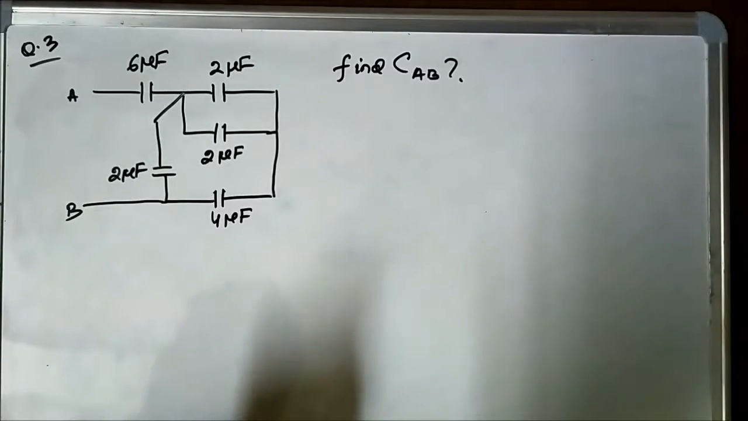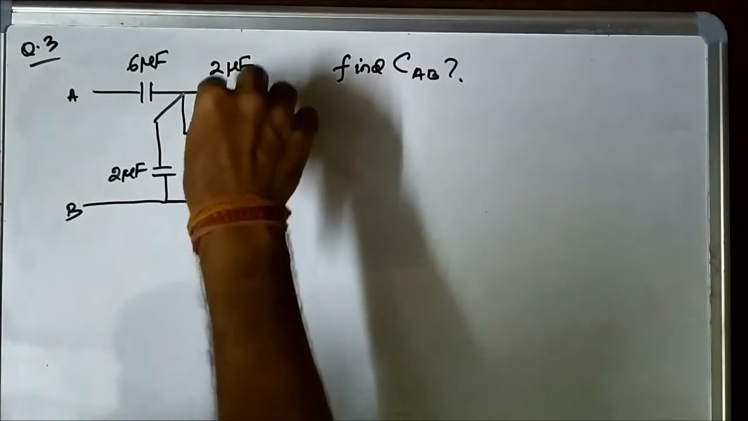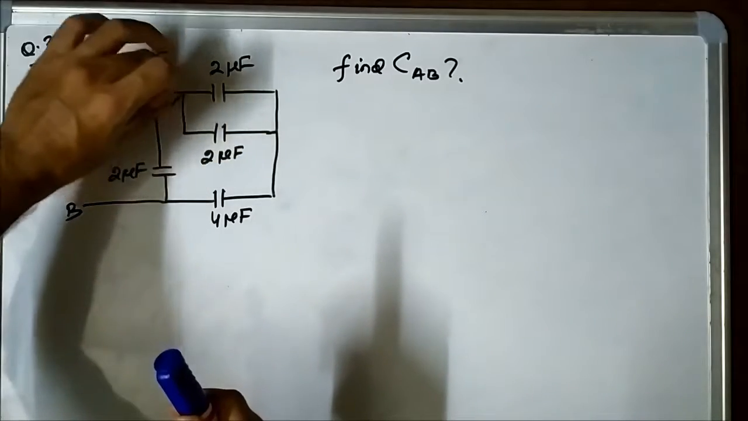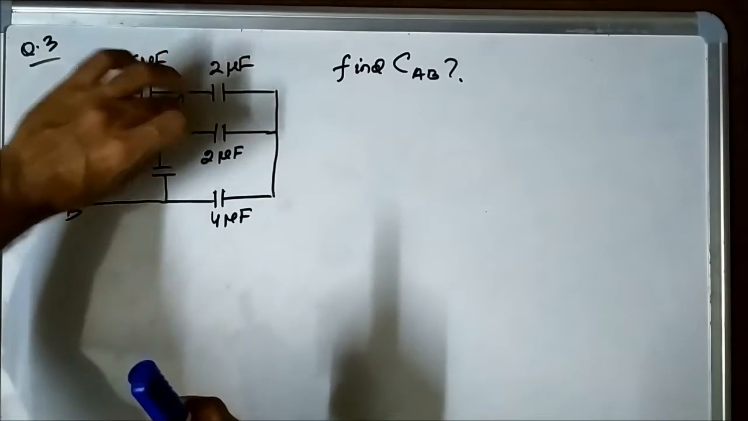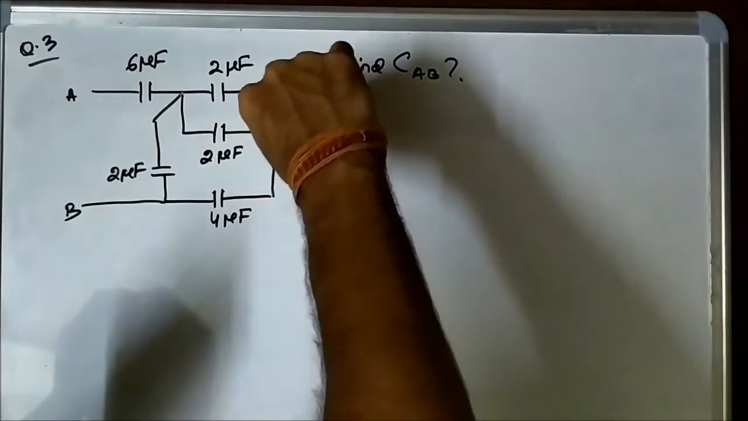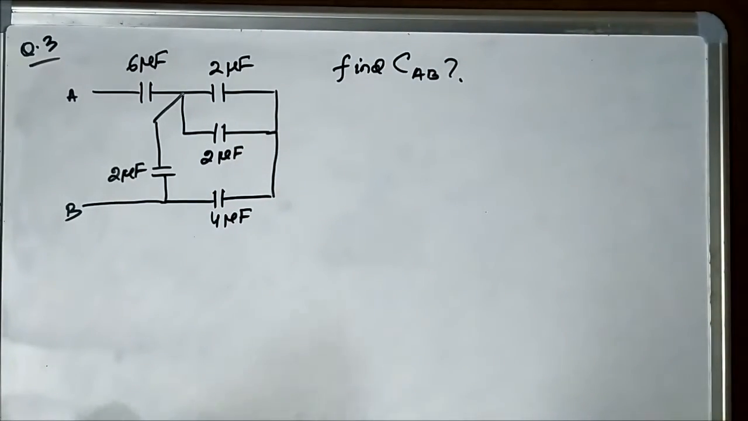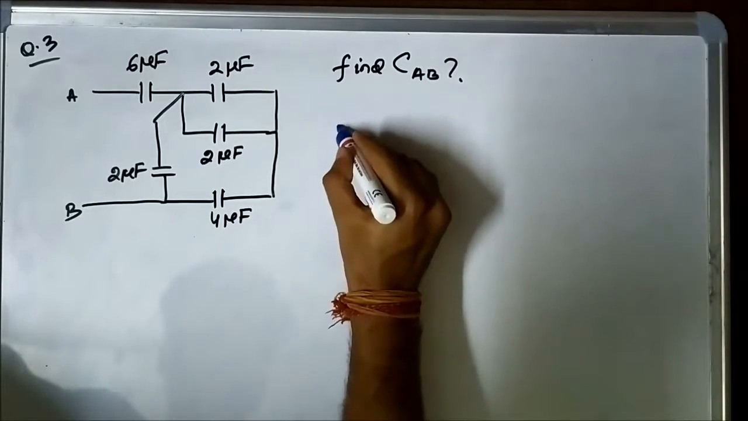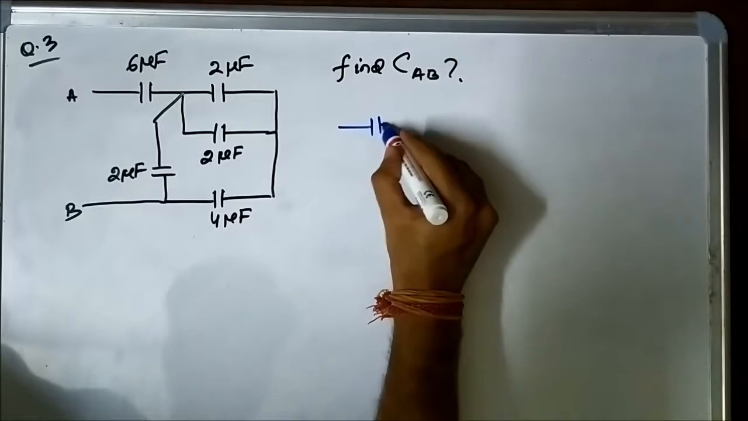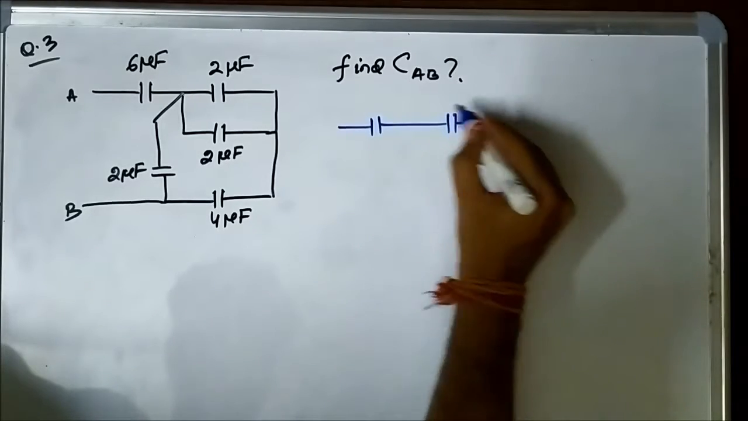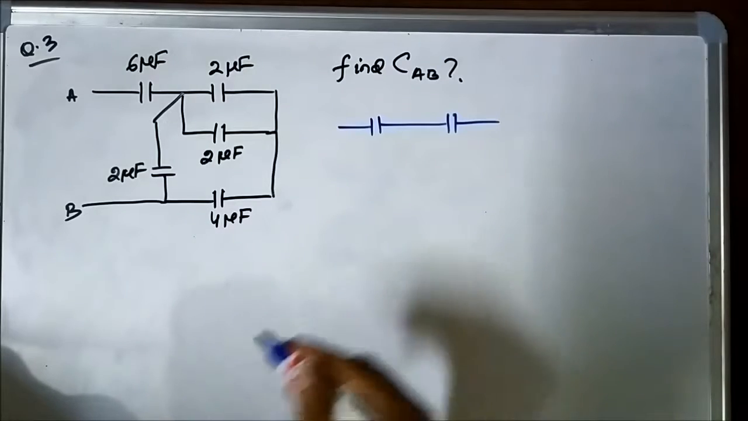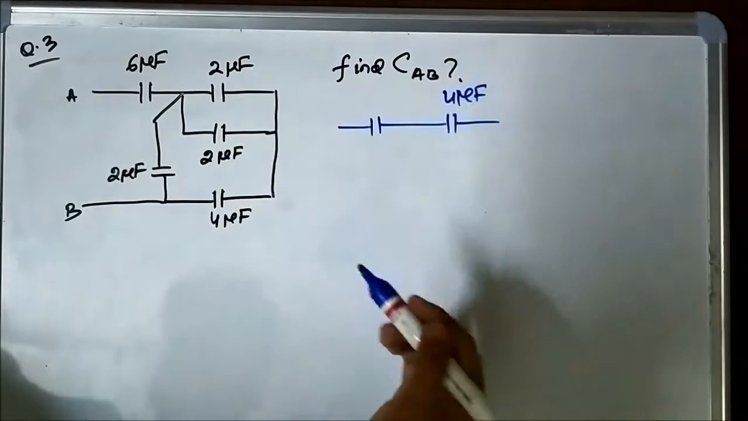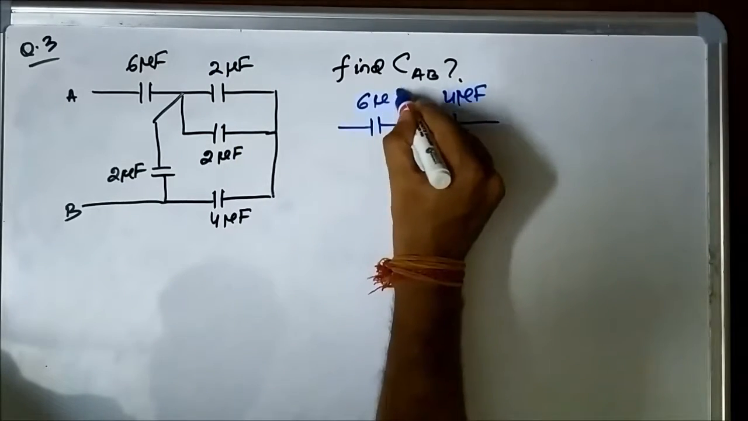Here we can see that these two 2 microfarad capacitors are connected in parallel, because the left ends are connected at one point, and the other two ends are connected at one common point. So we can simplify this circuit as this. This is simply the addition of these two capacitances, so the equivalent capacitance will be 2 plus 2, 4 microfarad. This is 6 microfarad.